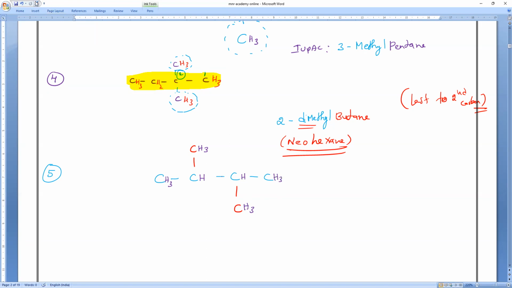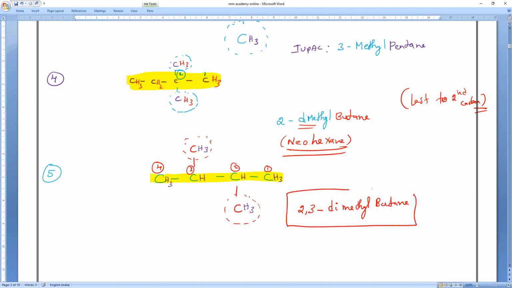Any doubt, you can ask me. Starting from left to right or right to left, we get numbers 1, 2, 3 and 4. So the branches are present at 2 different places. That is 2, 3. What is the alkyl group present here? Methyl. But how many? 2. 2 means dimethyl. And the parent chain, how many carbons are there? 4 carbons. 4 means butane. Over, guys.